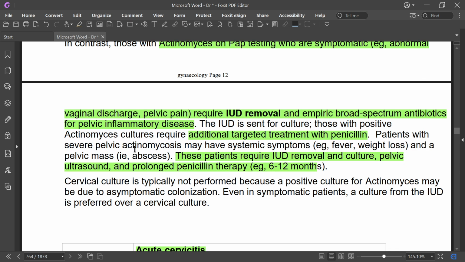Cervical culture is not typically performed because of a positive culture of actinomyces due to asymptomatic colonization. As it is a normal flora, it may be positive, but in a symptomatic patient, culture from the IUD is preferred rather than culture from the cervix.